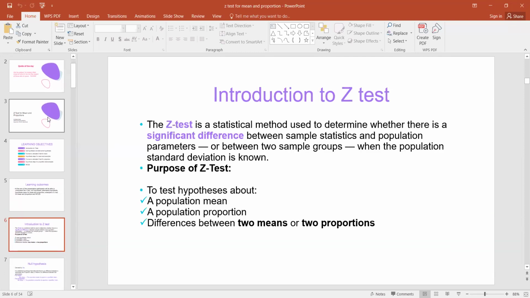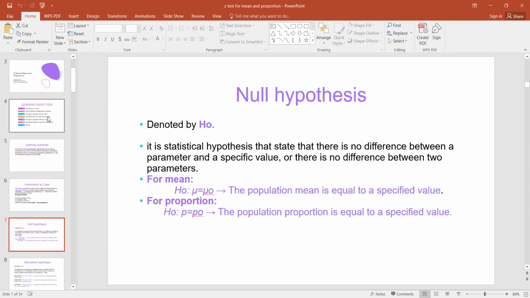Introduction to Z-test. The Z-test is a statistical method used to determine whether there is a significant difference between sample statistics and population parameter, or between two sample groups when the population standard deviation is known. Purpose of Z-test: to test hypothesis about a population mean, a population proportion, difference between two means or two proportions.